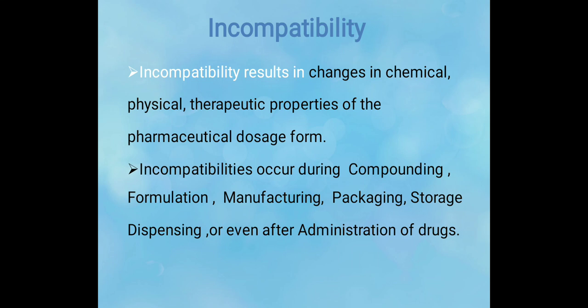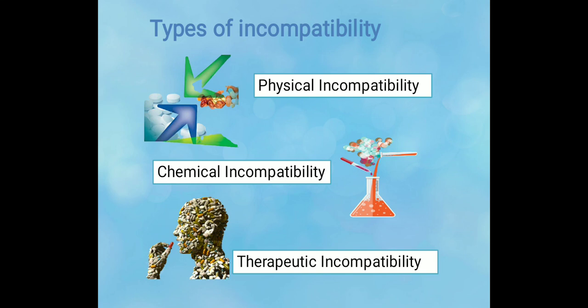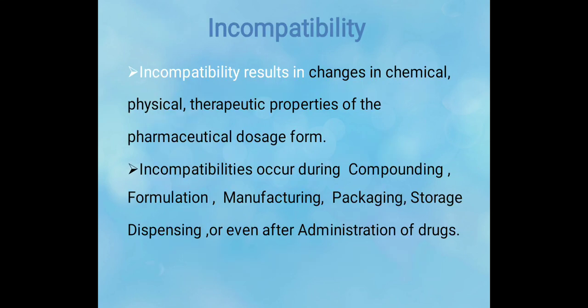Nowadays, pharmacists don't have to go through processes like compounding, formulation, manufacturing and packaging. They just have to either store or dispense the medications. So there is some minimization of incompatibility, and the pharmacist hardly notices incompatibility just because some processes are nowadays performed in the industries.